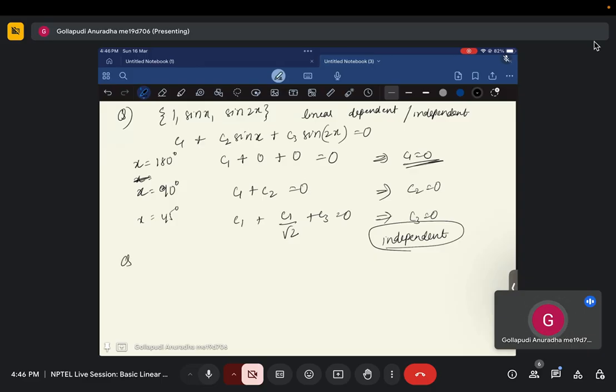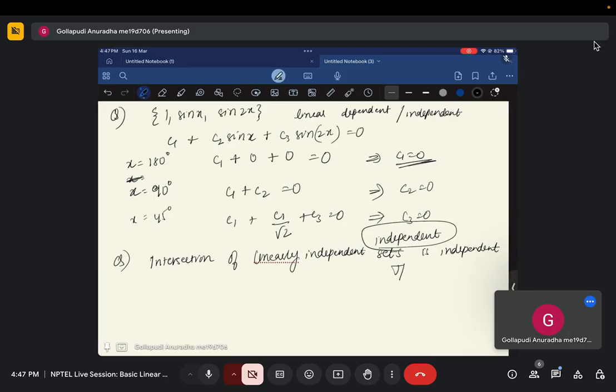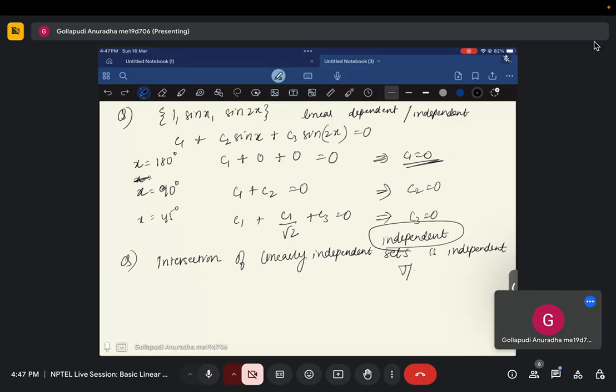Okay, one simple true or false question. Intersection of linearly independent sets is independent. True or false? So you have independent sets, and you are looking at the intersection. Yeah, it is true. Linearly independent it is.